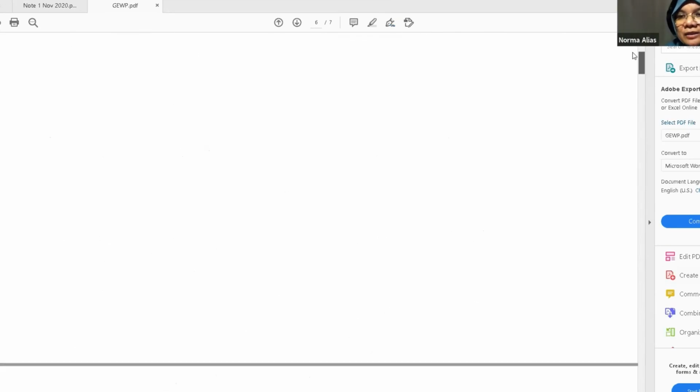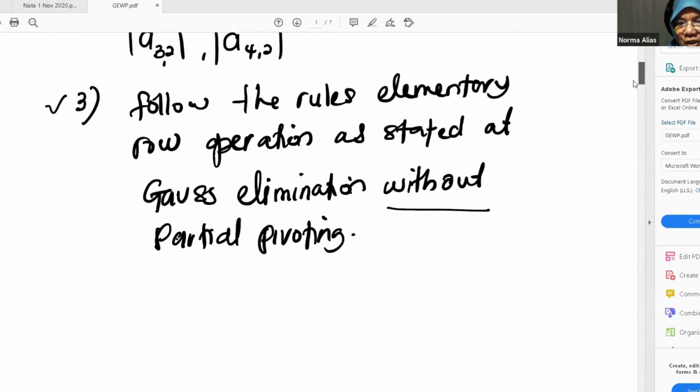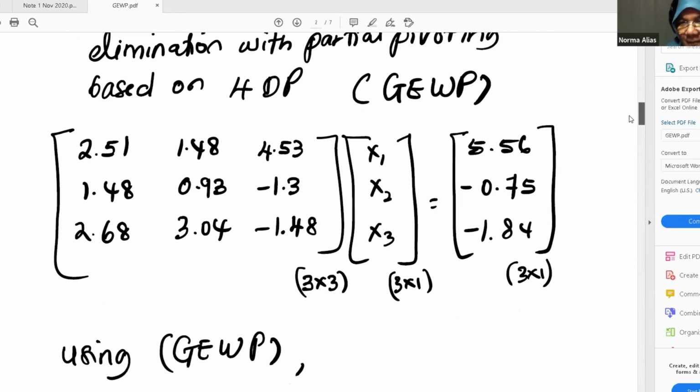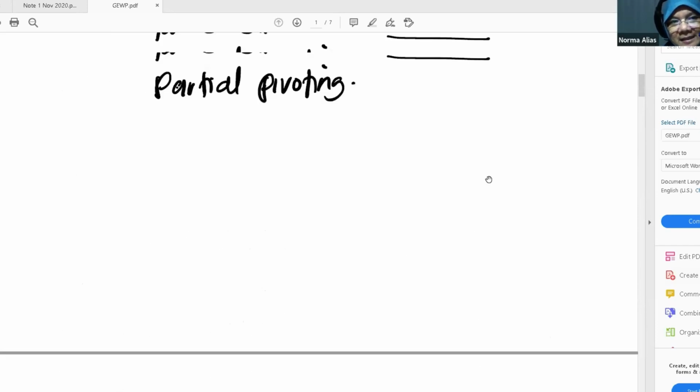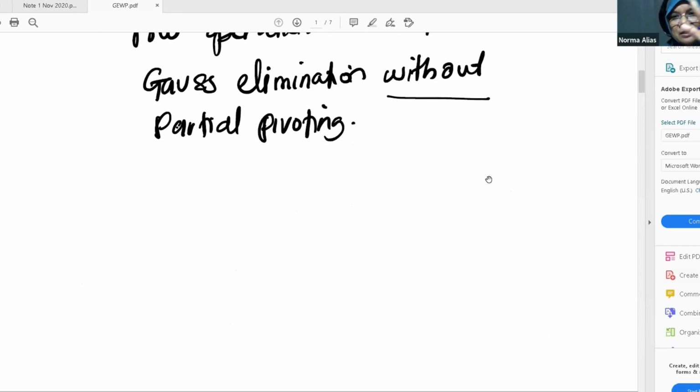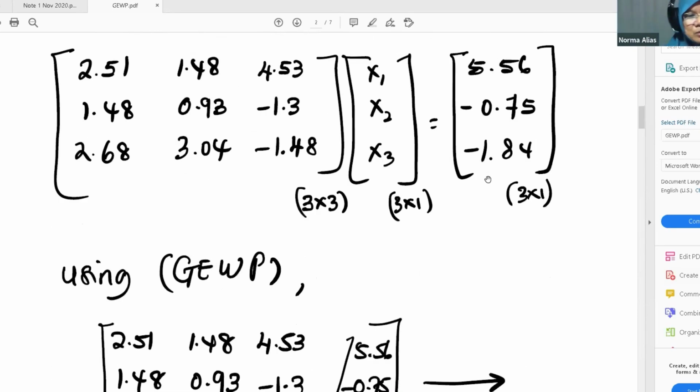Now, I want you to use Gauss elimination with partial pivoting with steps. Congratulations, very good. Now I want to solve using Gauss elimination with partial pivoting. How many steps? Three steps. So let's go through the three steps.